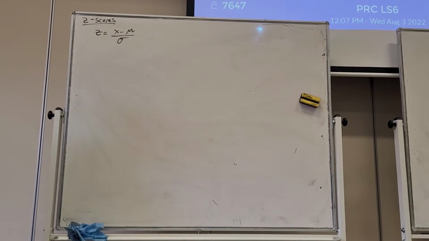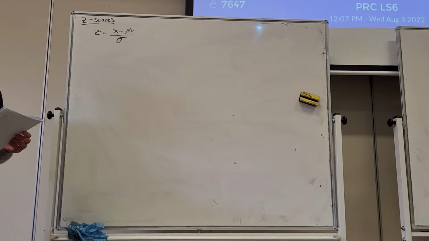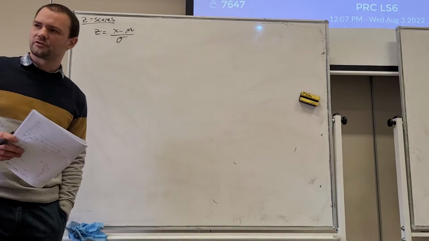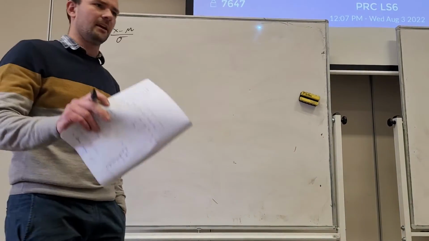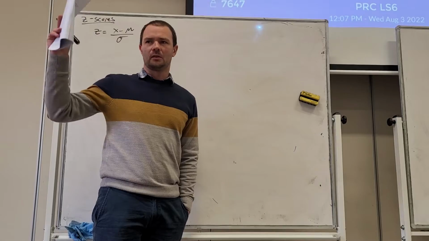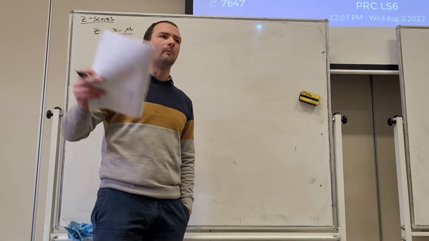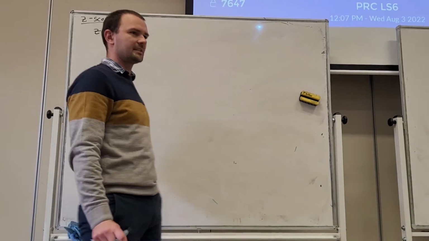Let's begin. Today, short one. We're going through the standard normal distribution. We're talking about z-scores here. So what is a z-score? It's a way of comparing two or more different distributions. Let's get straight into it.